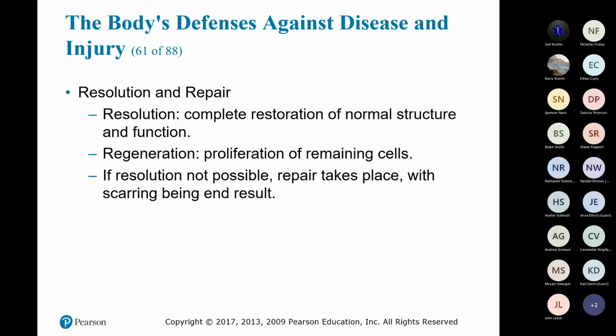When this injury is finally coming to a close, we have what's called resolution and repair, right? So when we talk about resolution, we're looking at complete restoration of a normal structure and function. We're trying to bring everything back to homeostasis, back to where it started, right? We get regeneration. Think of our skin, which has regeneration, right? Our skin essentially grows back. We shed a layer of dead skin, kind of like a snake. I know it sounds nasty, and then newer skin takes its place.